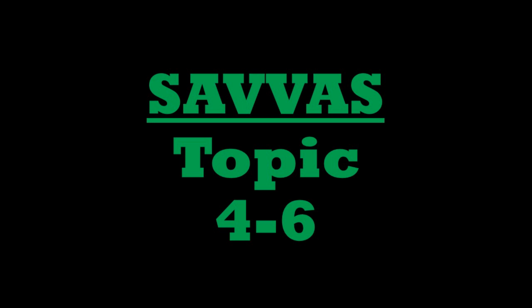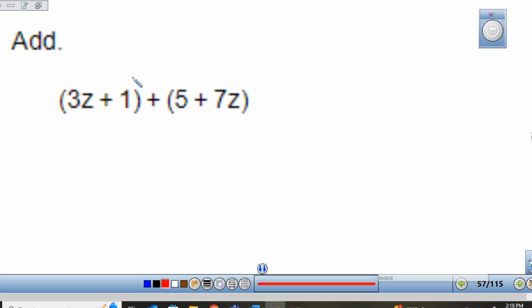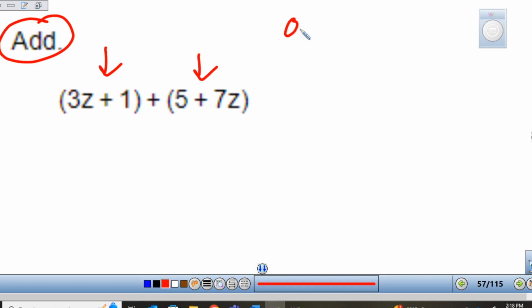Topic 4-6. All right, students, now that we're at the board, it's time to add some expressions. We have two expressions here, and we're going to combine them. But remember, we are only going to add the like terms, right? Things that are the same, like the 3z and 7z, the 1 and the 5. So let's go ahead and add these up.